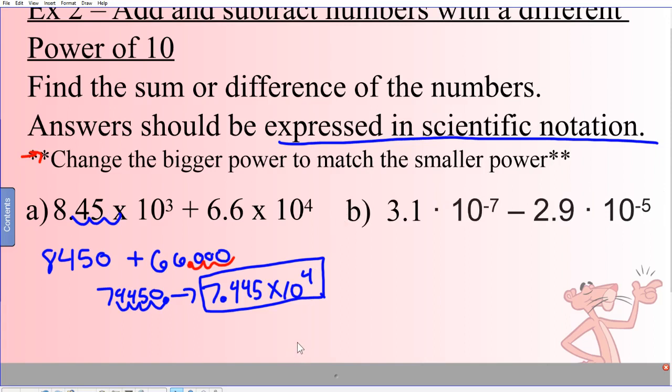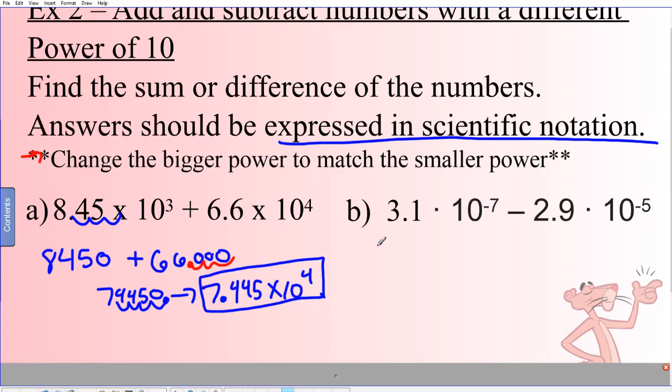So we want to subtract these two numbers. More than likely, I'm going to convert them into standard form, subtract them, and then go back into scientific notation. It's a couple extra steps maybe, but the steps aren't that hard. And actually, now that I'm thinking about it, I don't think it's that many more steps.